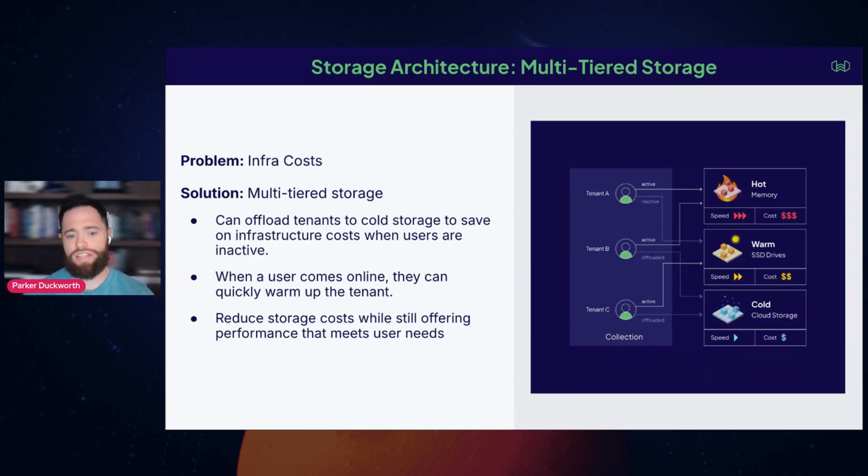So for example, if there's tenants that are inactive for a given period of time, they can be offloaded directly to object storage, removed from disk, pulled out of memory, and save a ton of money when this data is not being accessed whatsoever. When the tenant comes back online, a request can be sent to warm the tenant back up, and the tenant can be loaded back into memory, loaded back onto disk, ready to serve requests in a very short period of time. This really allowed us to reduce storage costs, not only for ourselves, but for our users, and still offer performance that is needed at the application level.